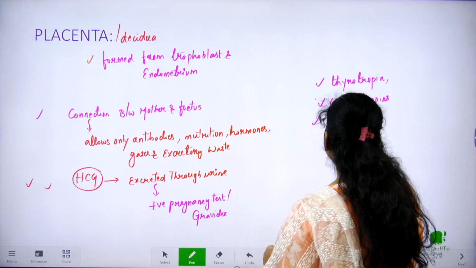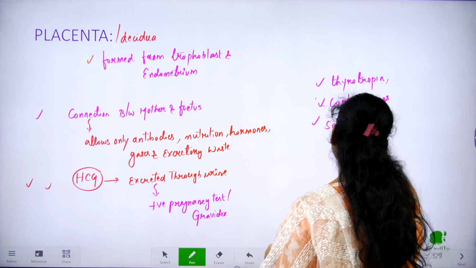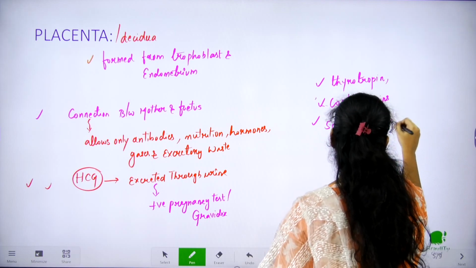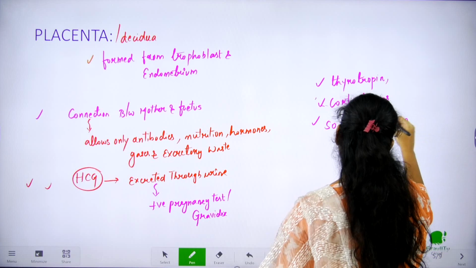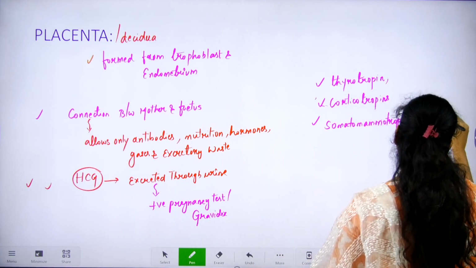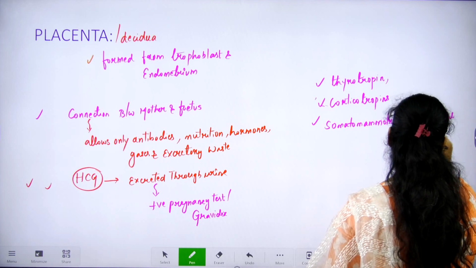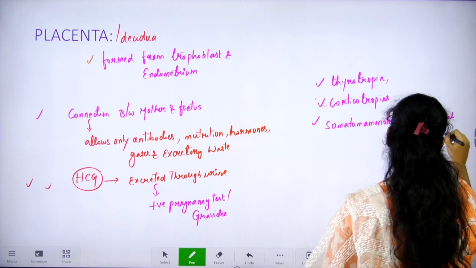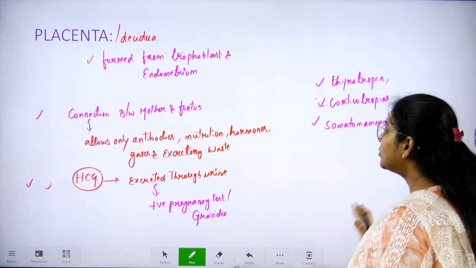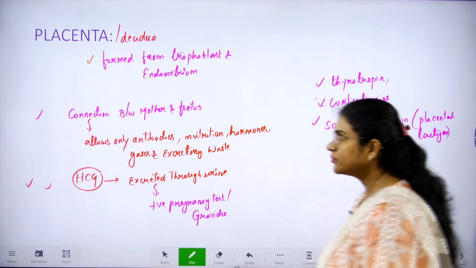And we also have somatomammotropin. This is placental lactogen. This helps in production of milk by the mother. So this is stimulating the milk production. We call it placental lactogen. These are some of the hormones of the placenta.